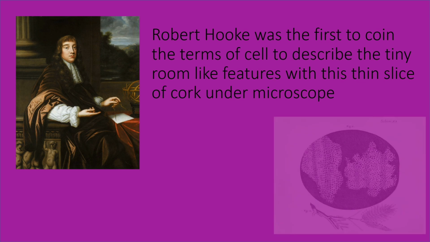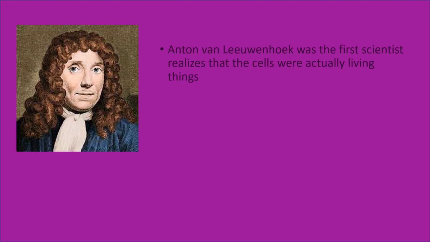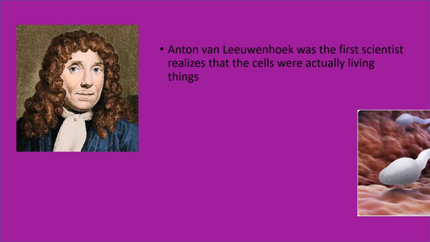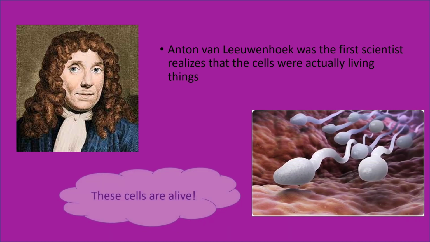Robert Hooke was the first to coin the term cell to describe the tiny, room-like features that he saw in a thin slice of cork under his microscope. Anton van Leeuwenhoek was the first scientist to realize that cells were actually living things. He looked at pond water, and perhaps more infamously, different types of sperm. Just don't think about how he got it.